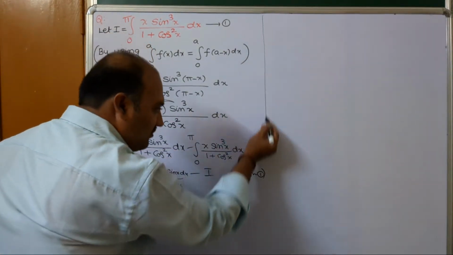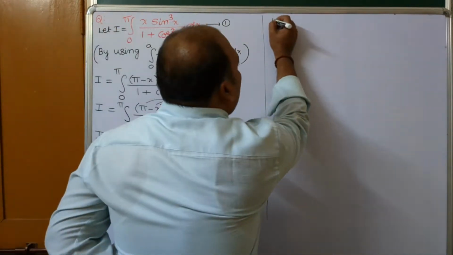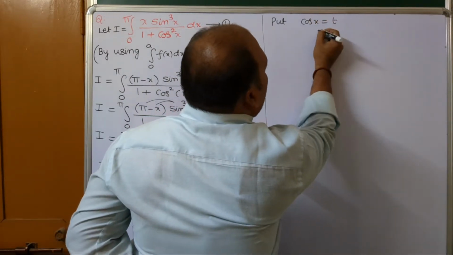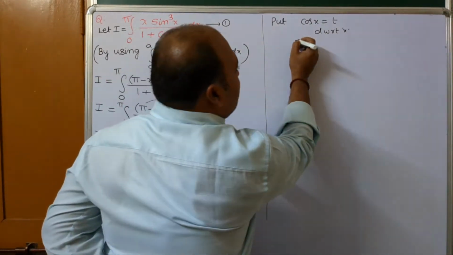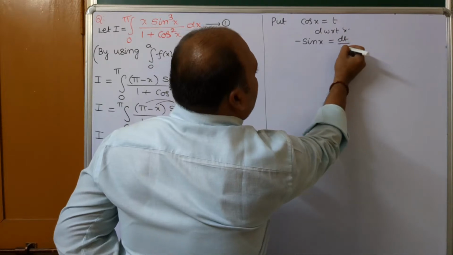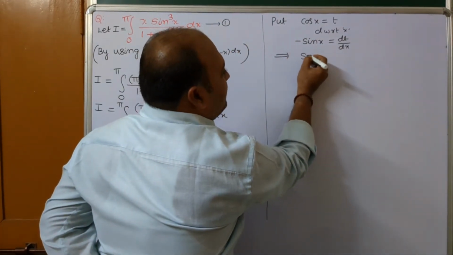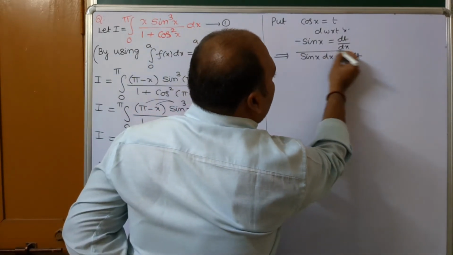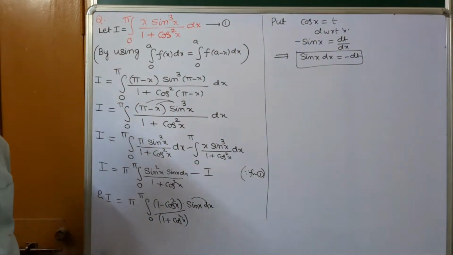See here, from this, put cos x is equal to t. Differentiate with respect to x. Cos x derivative is what? Minus sin x is equal to dt by dx. So dx bring that side, minus also bring that side. So sin x dx is equal to minus dt. So in place of sin x dx, you have to replace with minus dt.